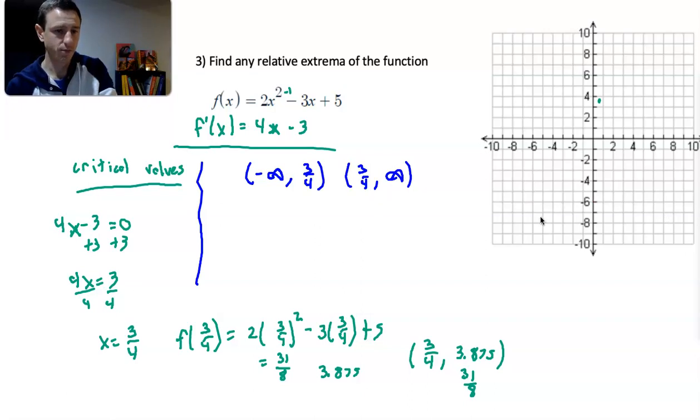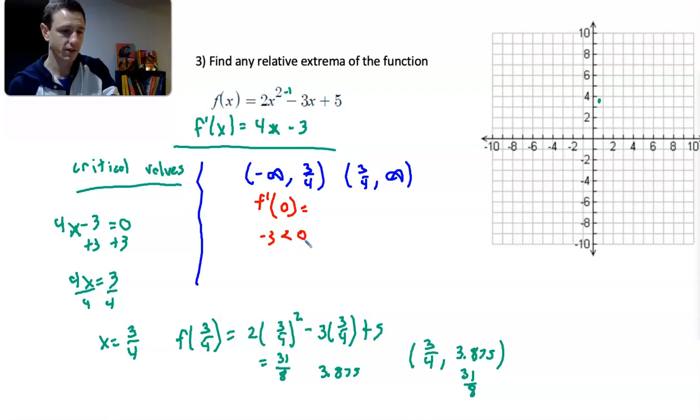So take a point in this interval, which makes your life easy. If 0 is in the interval you're trying to figure out what's happening in, use 0. So f prime of 0, so that means I'm going to take 0, plug it into the derivative. 4 times 0 is 0. 0 minus 3 is negative 3. And we don't really care about the actual value. All we care about is if it's positive or negative, because then that'll tell us if it's increasing or decreasing.